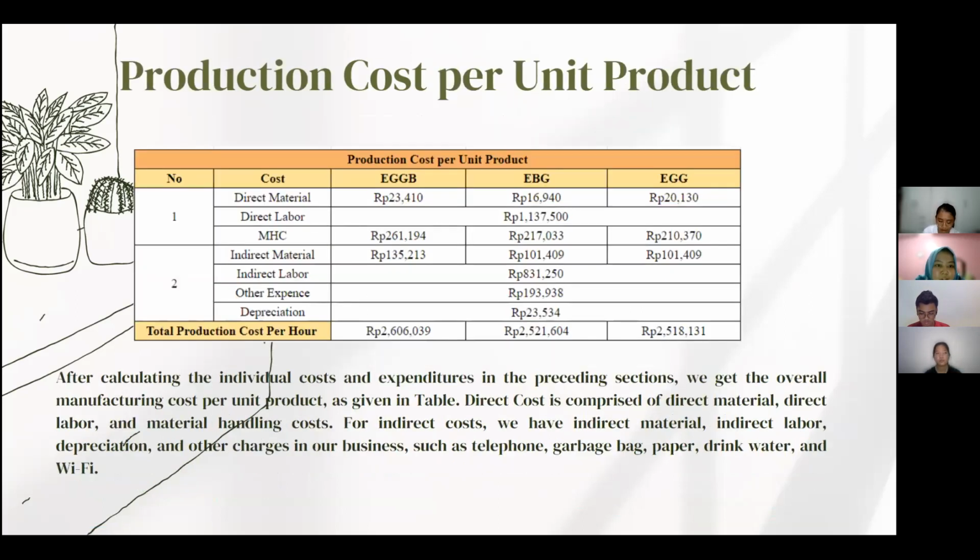And this is the production cost per unit product. After calculating the individual costs and expenditure in the preceding section, we get the overall manufacturing cost per unit product as given in the table. Direct cost is comprised of direct material, direct labor, and material handling cost. For indirect cost, we have indirect material, indirect labor, depreciation, and other charges in our business, such as telephone, paper, drinking water, and Wi-Fi. And the next.